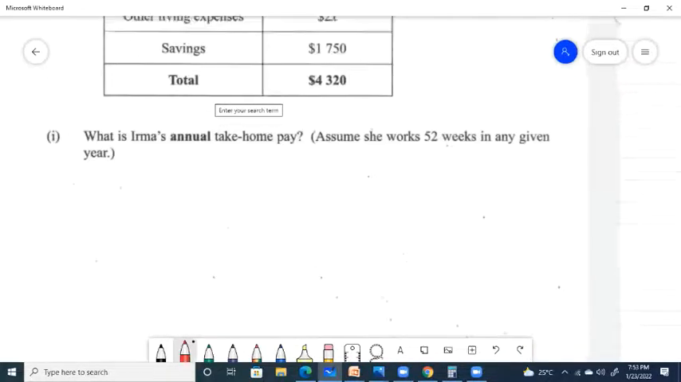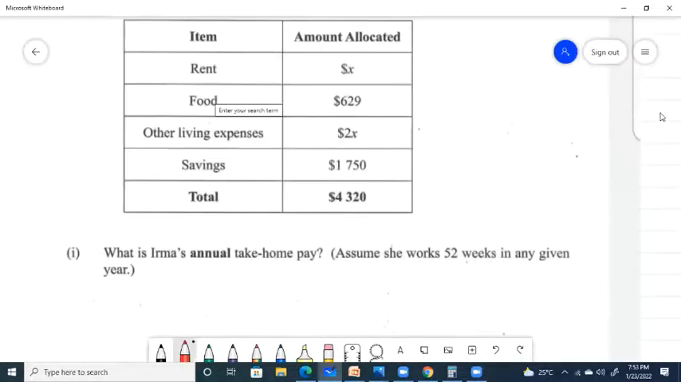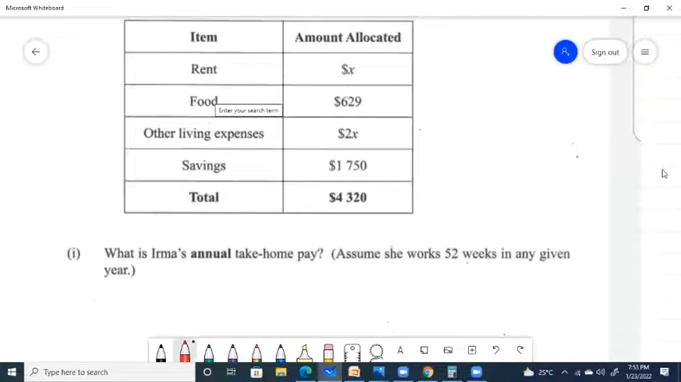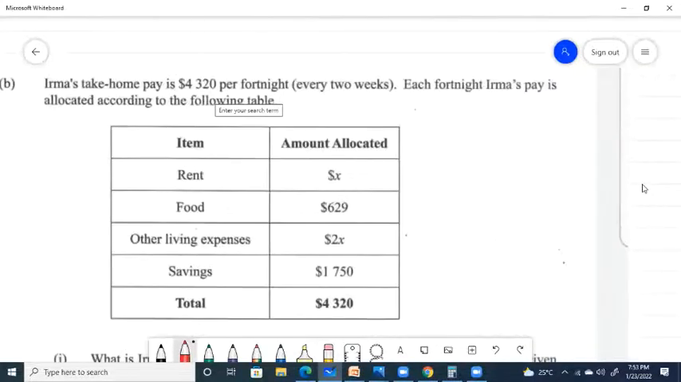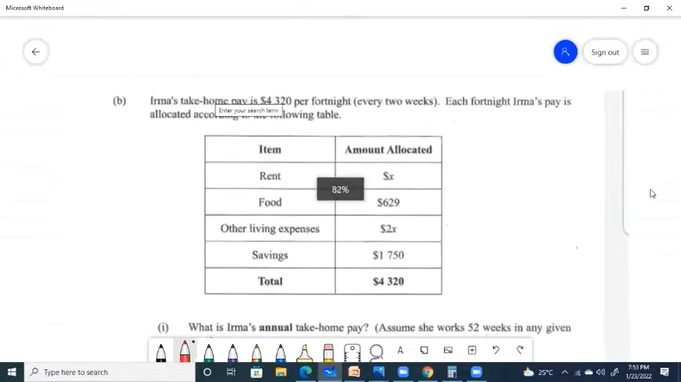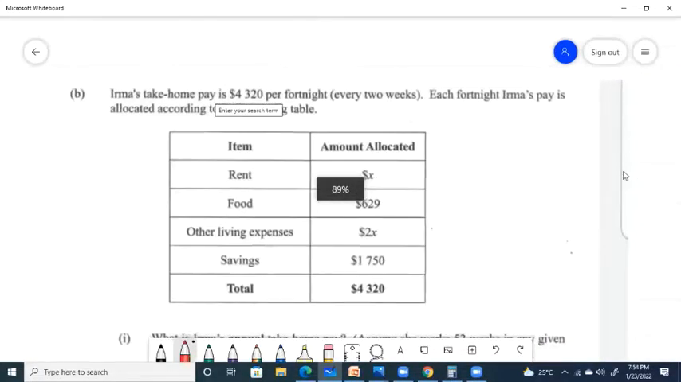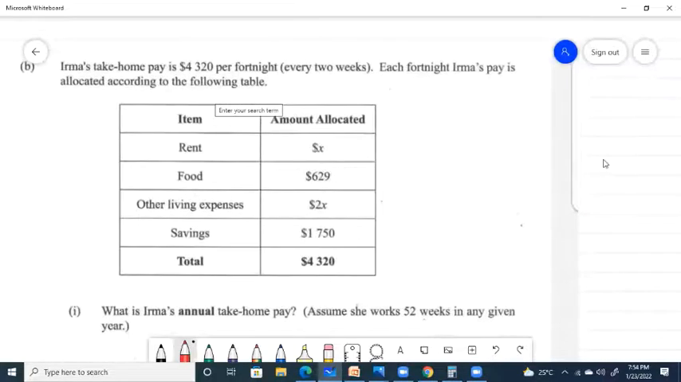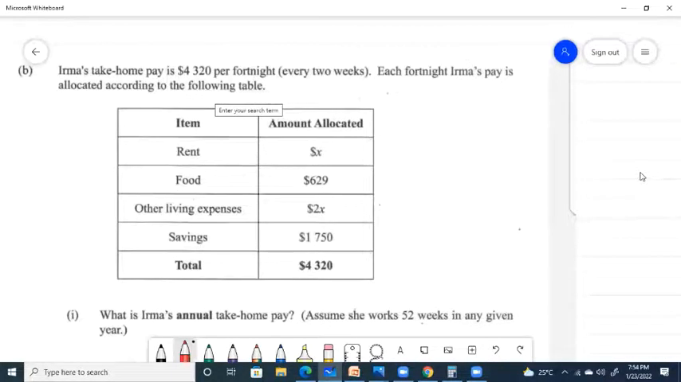Hold on, guys. This is dragging a little bit. It's dragging still. All right, let me see if I can reduce the size a little bit. All right, maybe that. Can we see that? It's clear enough? Yes, sir.